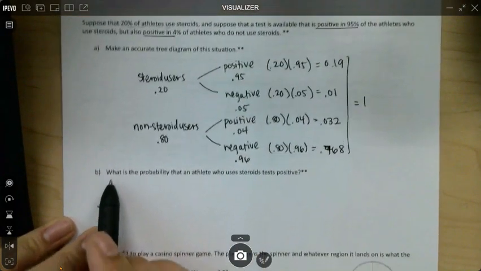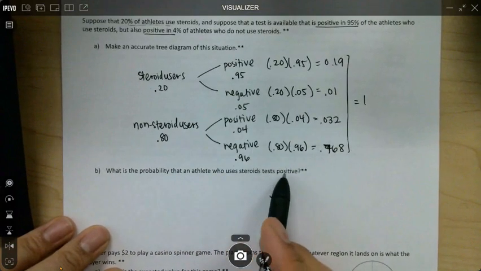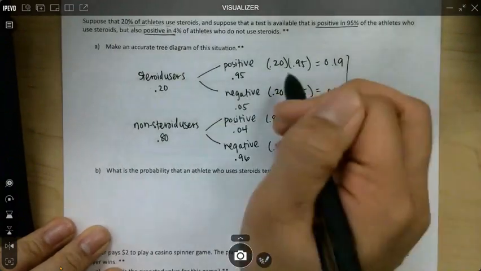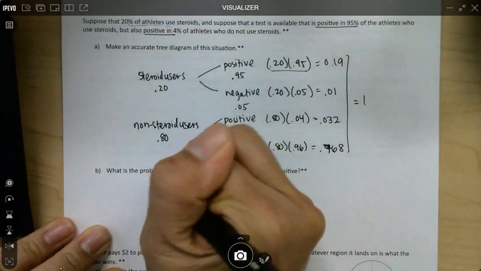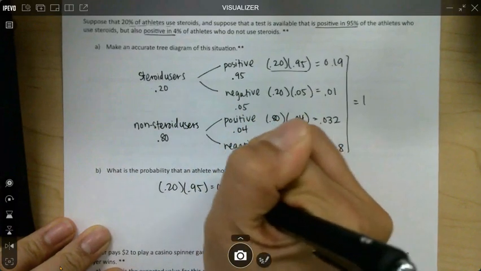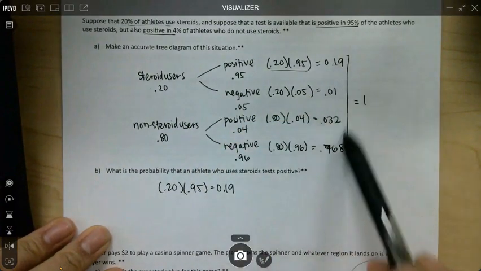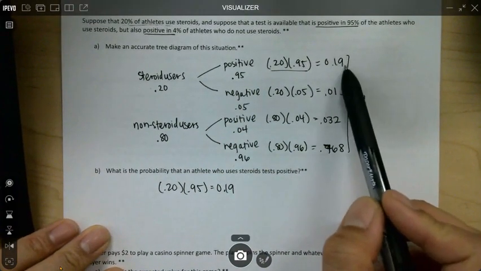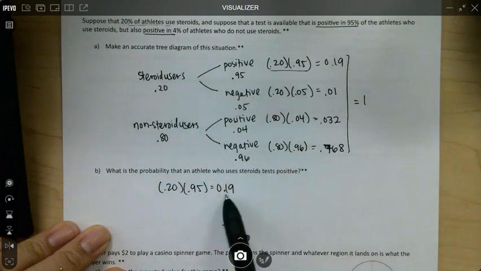So part B says, what's the probability that an athlete who uses steroids tests positive? So steroid user tests positive, that would just be this here, 0.20 times 0.95. That would be 0.19. So that means if we looked at all of the tests that we've ever done for all of these athletes, 19% of them would be steroid users who test positive, so 0.19.